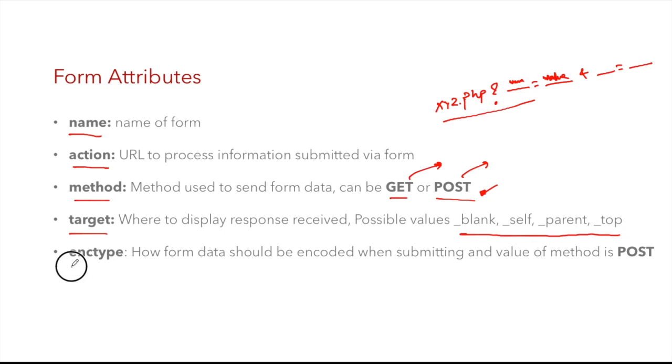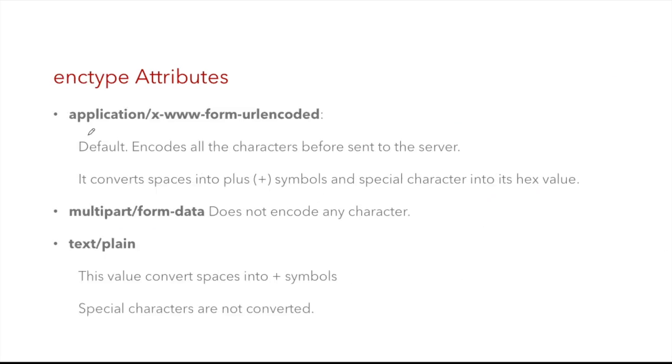One important attribute is the encoding type, that is enctype. This specifies how data should be encoded when we are submitting to the server or to the new page. This can be used only when we have method as post. So these are the values related to enctype. First, application/x-www-form-urlencoded. This is the default one, so even if you don't specify it, this value will be considered. What it does is it encodes all characters and then sends them to the server.